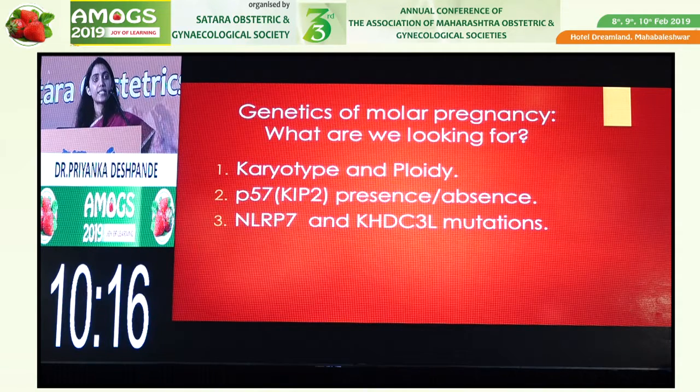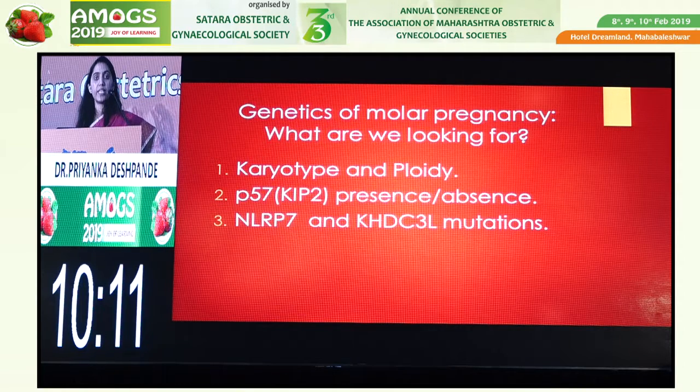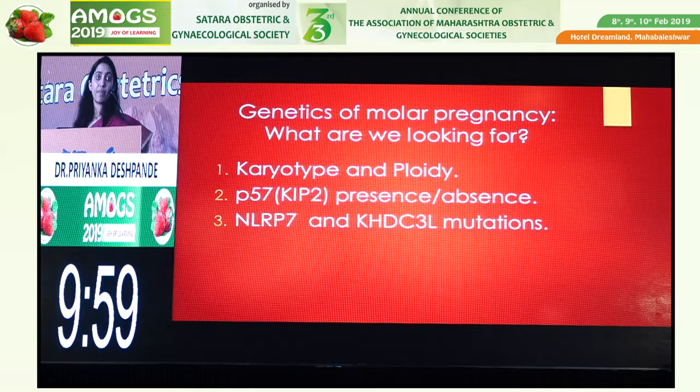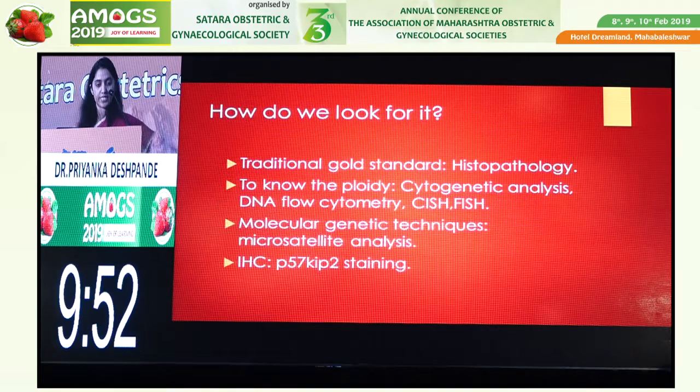Then, where is the role of genetic testing in these patients? So the role for genetic testing comes for karyotyping and ploidy of the moles, P57 KIP2 mutations, whether they're present or absent, and NLRP7 and KHDCL3 mutations. At present, this might all seem like Greek and Latin to you, but I hope in the next few slides, I will shed some light on each of these aspects.